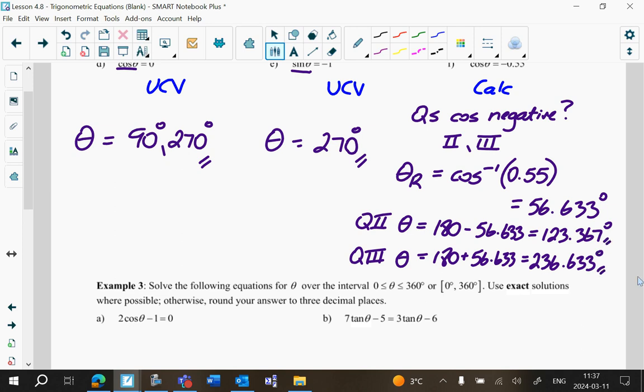So again, this one is even worse because if you tried just doing inverse cos of negative 0.55, you would get one of the answers, 123 degrees, and 3 decimal places. But it's not going to tell you the other one. So this is why we have to use this method.